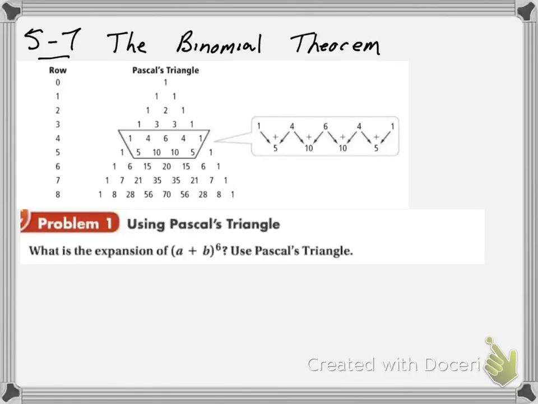5.7 is about the binomial theorem. So what you're doing is that you use what they call Pascal's triangle, and Pascal's triangle is really easy to build. If you start at the top and go down, you start with a 1, and then 1, 1, and then all you do is you add these two things to get this.